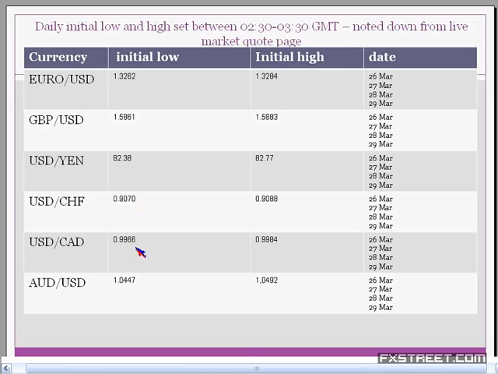Then in the case of commodity pairs, for the Canadian dollar, 0.9966 is the low, and it has not been breached. 0.9984 is the high. They breached the high and formed 0.9987, 3 pips above, and it is showing a USD gaining move. Similarly, in the case of the Australian dollar, 1.0447 is the low. They breached the low only by 1 pip, and the high is 1.0492.